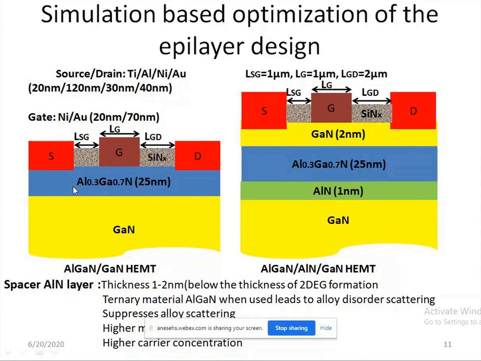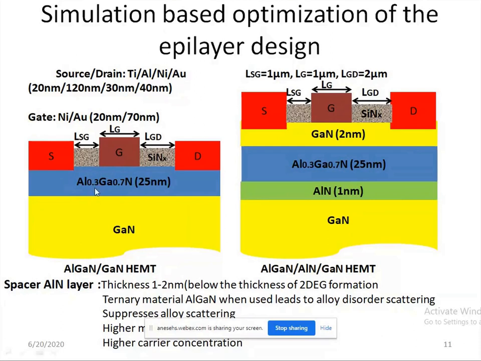But it was also seen that this is a ternary compound semiconductor material, that is, aluminium, gallium, and nitrogen are present in it. As I increased the concentration of aluminium above 0.4 or so, I found that it led to a large amount of scattering in the device. So I couldn't simply go for increasing the concentration of aluminium.